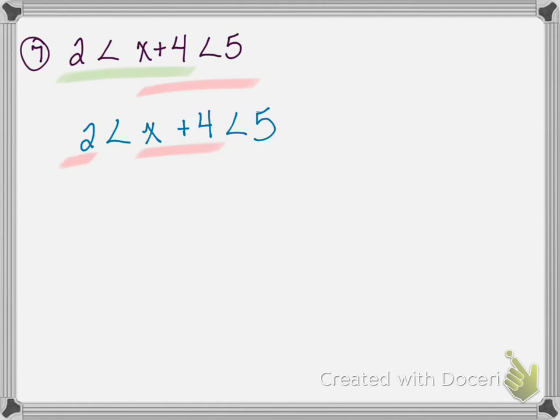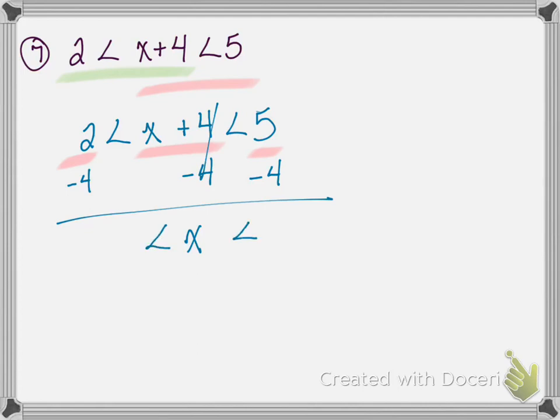But then whatever we do to the middle area, we have to also do to the left-hand side and the right-hand side. So I want to get my x by itself in the middle. So what I'm going to do is I'm going to subtract 4 from both sides, or from all 3 areas. My x in the middle is now isolated. 2 minus 4 is negative 2. 5 minus 4 is positive 1.